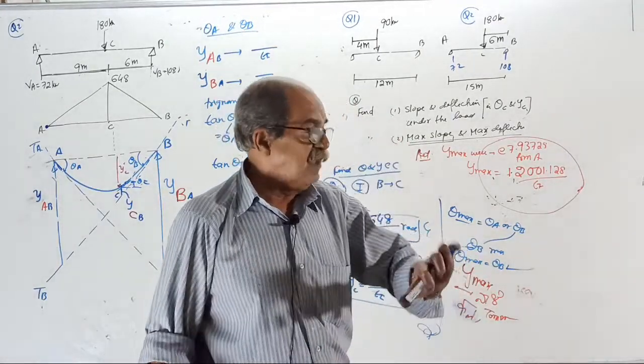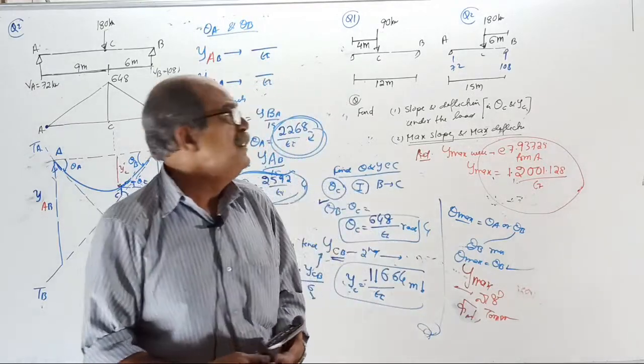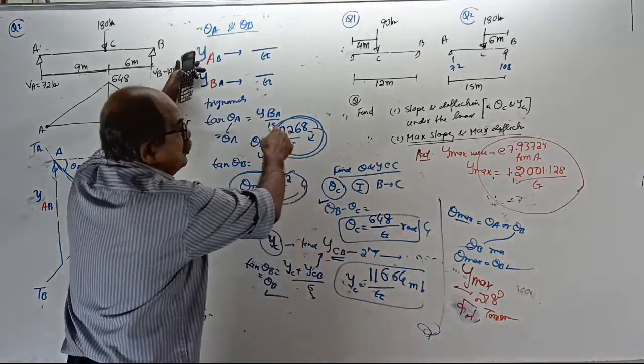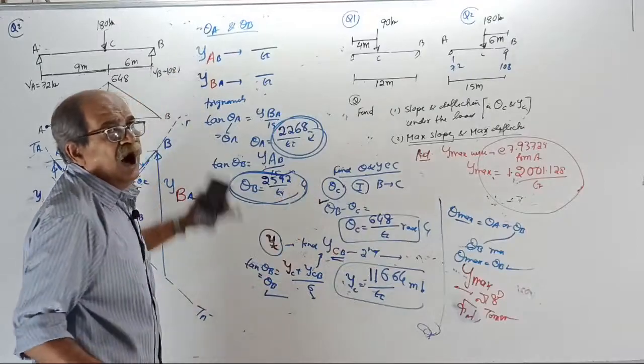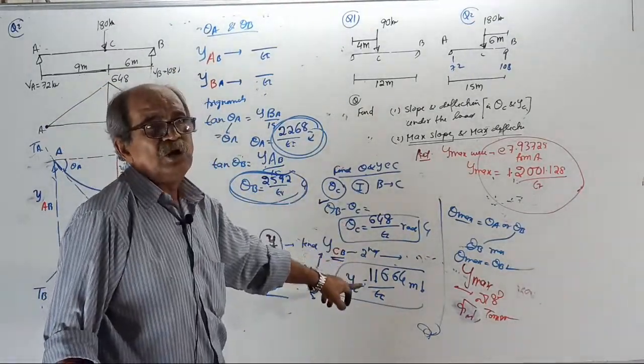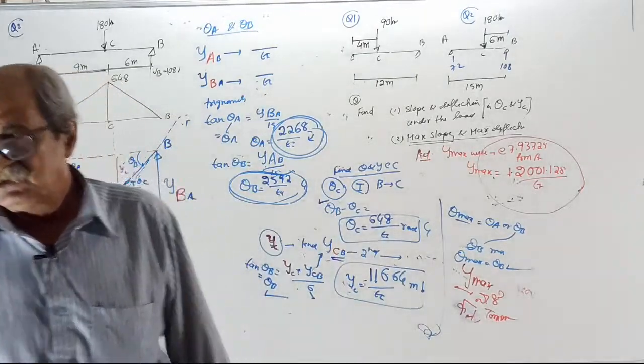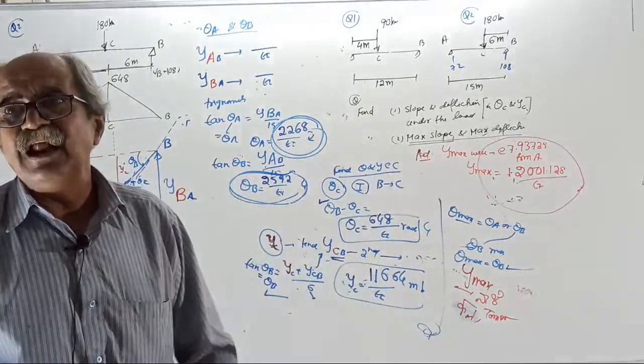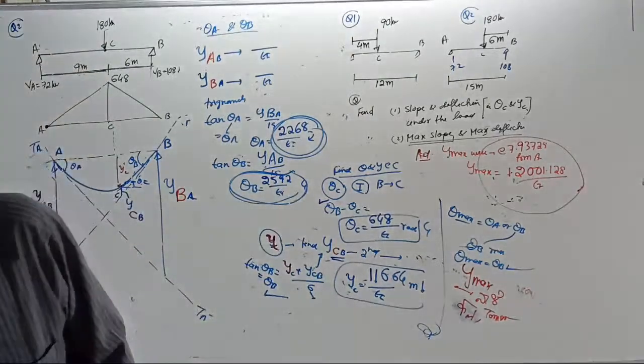Shall I wait for 5 minutes? I wait for 5 minutes now. You tell me, type got all the values, or type one by one. Got theta A, got theta B, got theta C, got YC. You can type that way. So I will not come back once again here. I will wait for another 5 minutes.